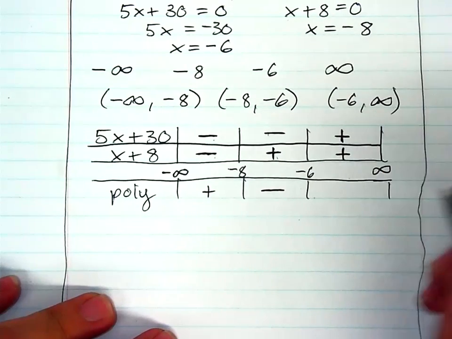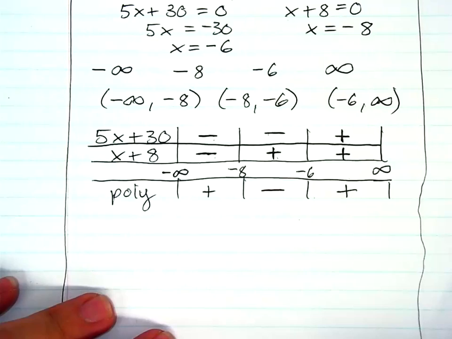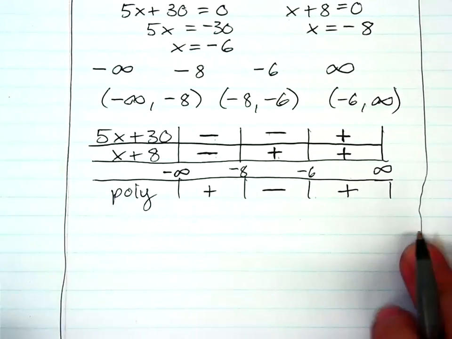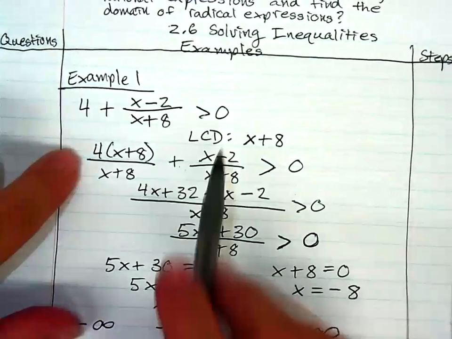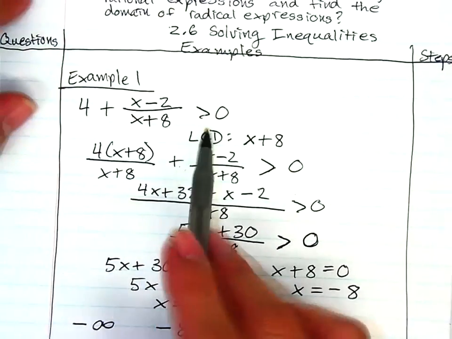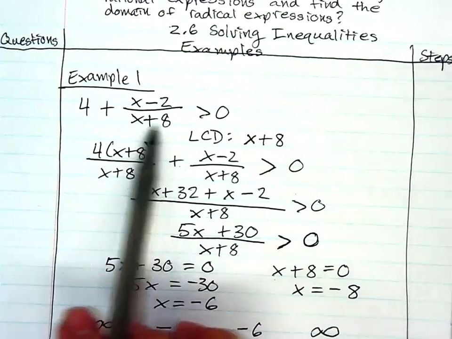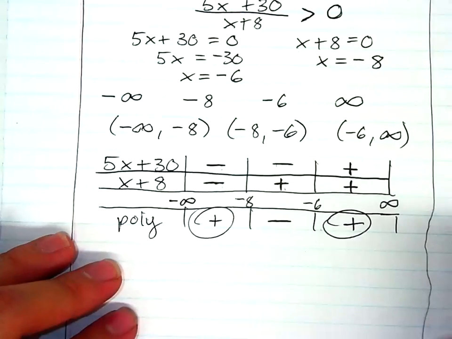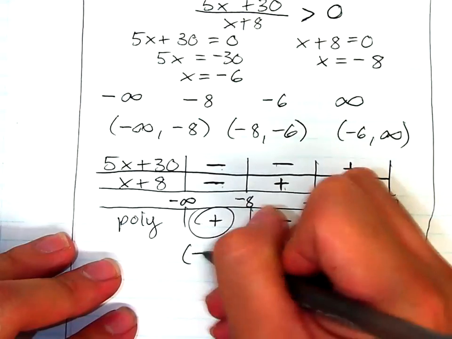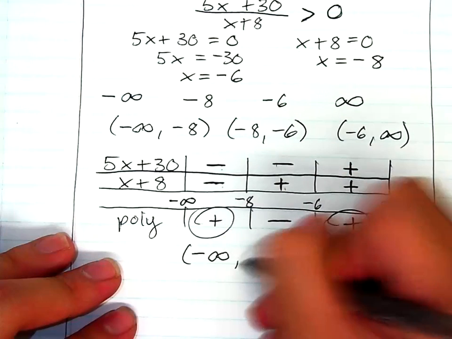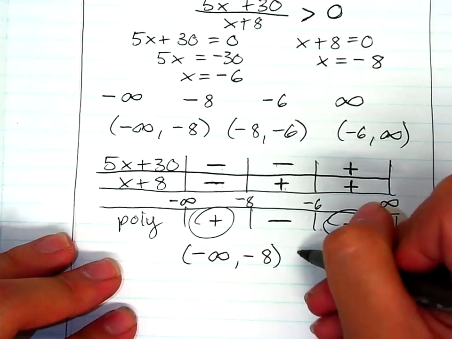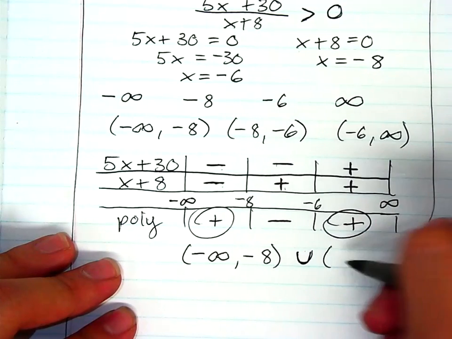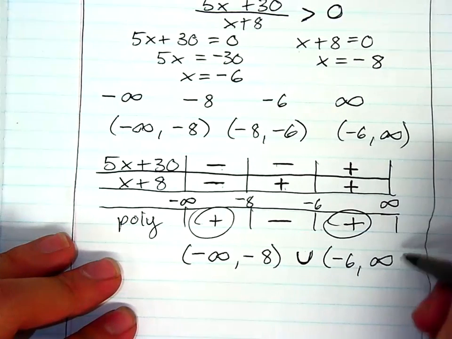And positive divided by positive gives me a positive answer. So our original problem asked us for an answer that's greater than 0, so answers that will make this entire expression greater than 0, which means I need to look at my positive sections, so here and here, meaning that my answers will be negative infinity to negative 8, union negative 6 to infinity.